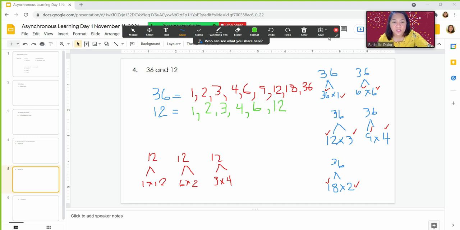So we need to circle the common factors, which are 1, 2, 3, 4, 6, and 12. But look at that, the greatest common factor is 12 because it's the greatest number. So the GCF of 36 and 12 is 12. I hope you got this correct. Let's move to number 5.